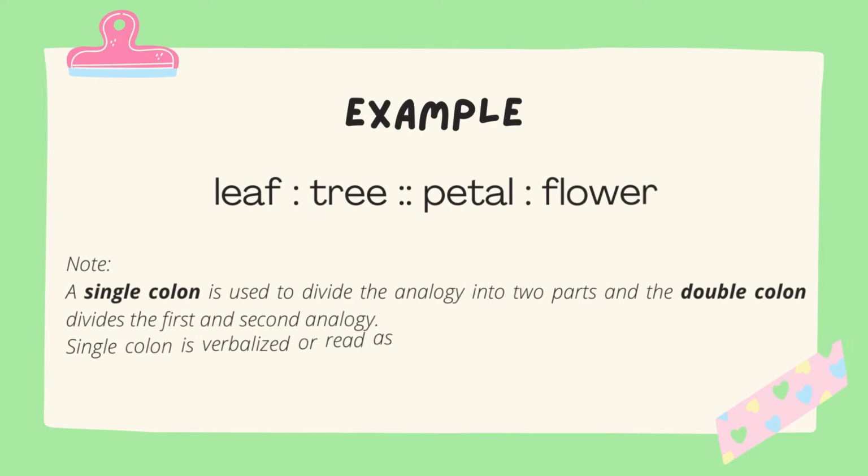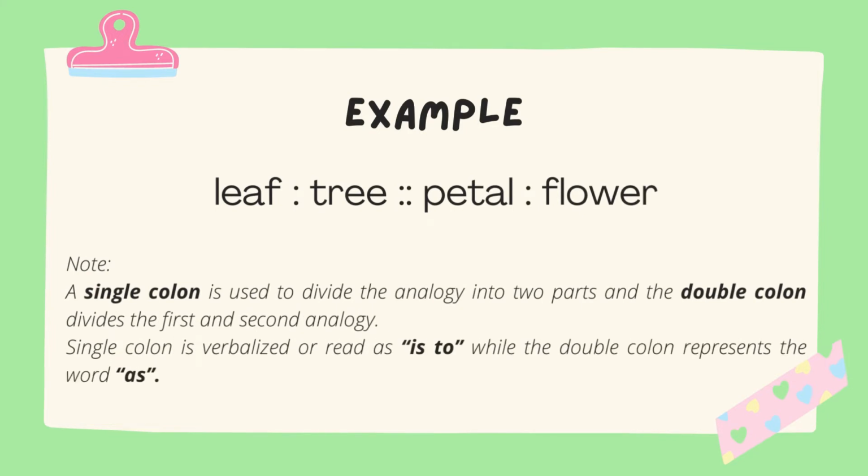For example, leaf is to tree as petal is to flower. Leaf and tree are different things and are unlike. Same is true with petal and flower. Although different, there is a significant relationship between these words. The relationship shown here is that the leaf is part of a tree and petal is part of a flower.